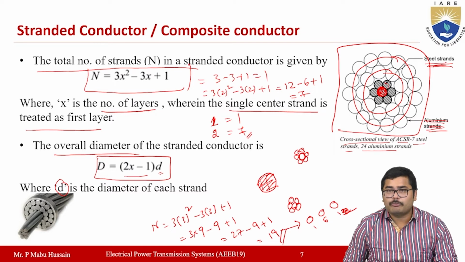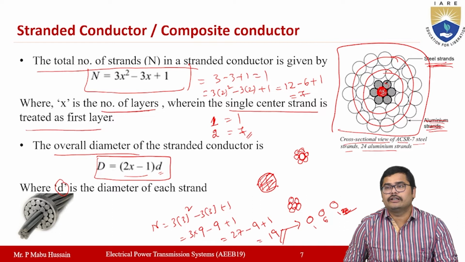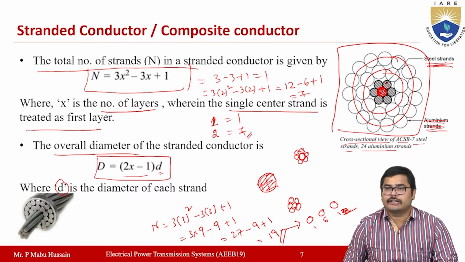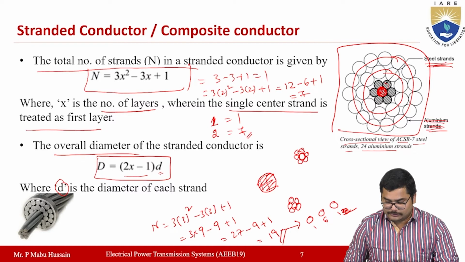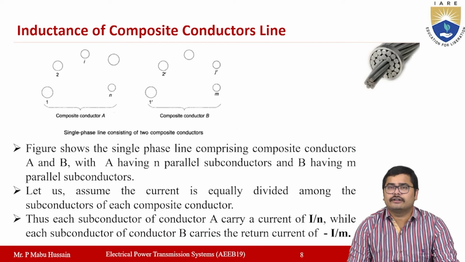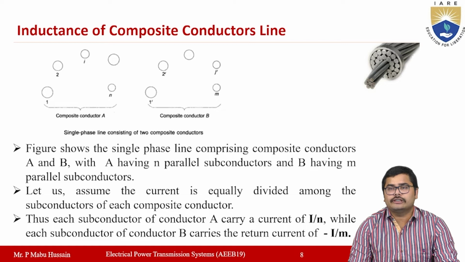So composite conductor and stranded conductor are almost the same. If the strands are of only one material, you may not call it a composite conductor. But if you have 2 materials in a stranded conductor, it becomes a composite conductor. Generally we use ACSR conductors in the transmission line system, which have aluminum strands as well as steel strands. The steel strands are used for increasing the mechanical strength of the conductor. Because we have 2 materials, the conductors are called composite conductors. Now let us calculate the inductance of a composite conductor line.